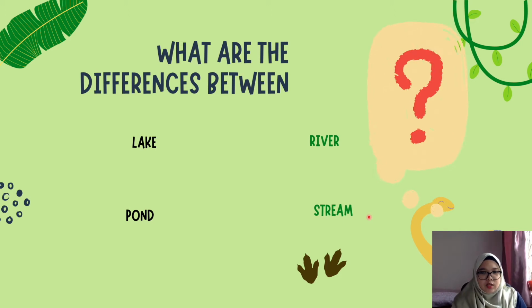In my opinion, we usually refer to any long trail of water as a river, and a pond is a smaller body of water, but its depth is deeper than a puddle. Let us take a look at the differences.